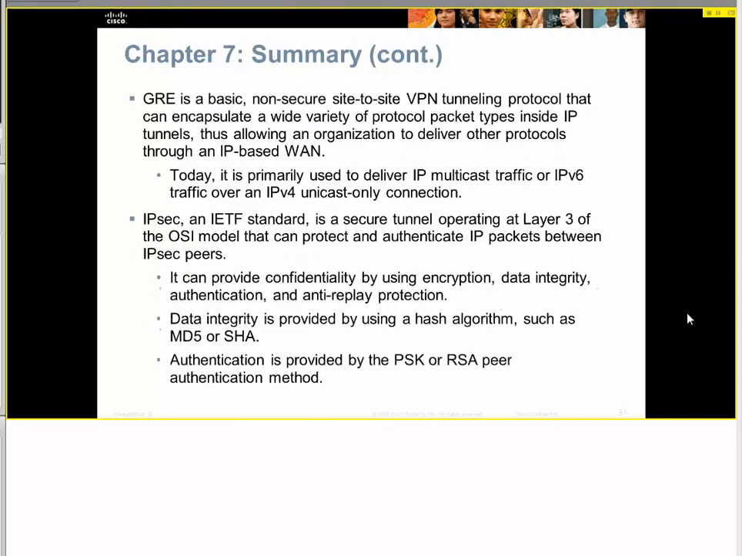GRE, which is the first thing we learned, is your basic tunnel. So the first thing we learned was how to build a tunnel, not how to secure it. So GRE is your basic non-secured site-to-site tunneling protocol. Do we use it for anything? Yeah, it's used to deliver some interesting stuff, but it's very, very seldom used, and it's never, ever going to be used in a secure environment if you want any kind of security whatsoever.